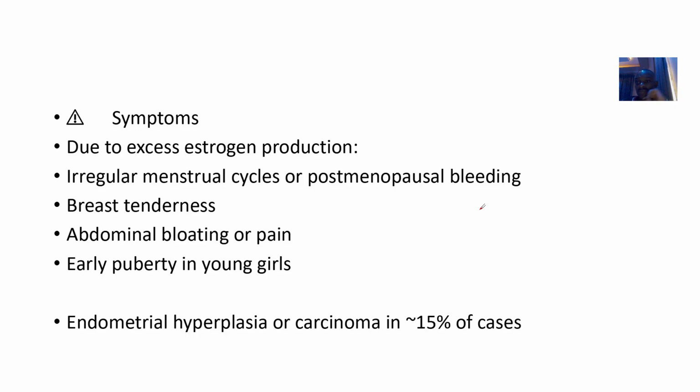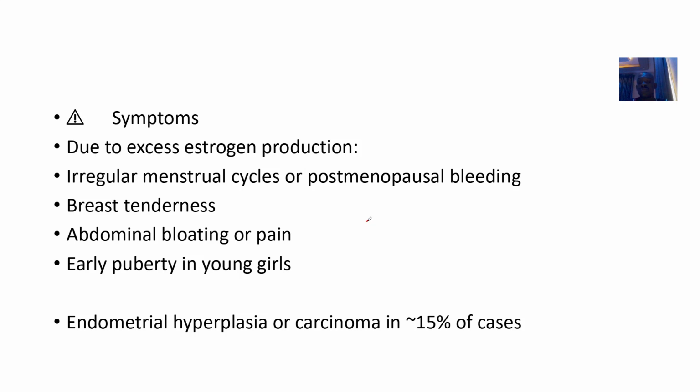So symptoms. Now, because estrogen secretion is too much, such a person is having menstrual cycles that are irregular. All right, such a person must have hit menopause, but the person is still bleeding, still having periods after menopause, after 45. The breasts are tender, abdominal pain or bloating, early puberty in young girls.